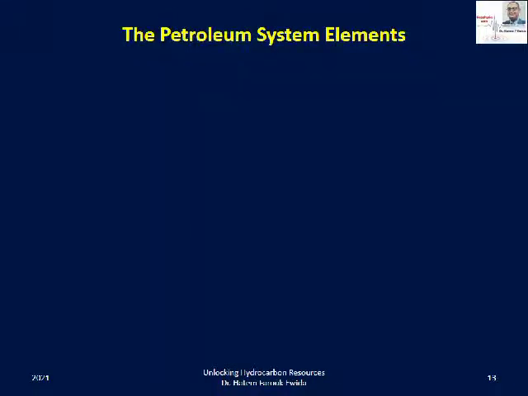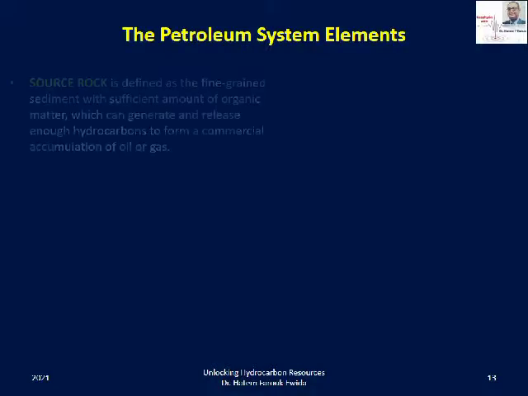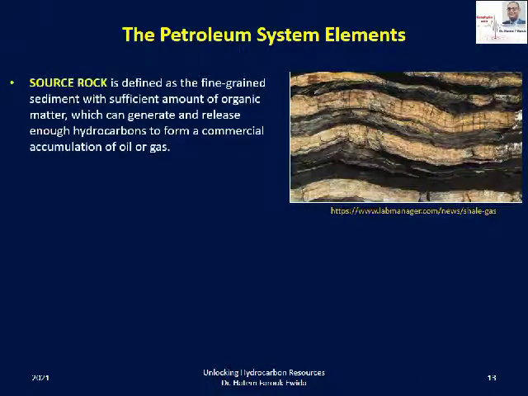So let's take the elements and talk about them to understand more about them. The first one is the source rock. This picture is of shale, which is a type of source rock. The source rock is defined as a fine-grained sediment that contains a sufficient amount of organic material and can generate and release enough hydrocarbon to form a commercial accumulation of petroleum, oil and gas.